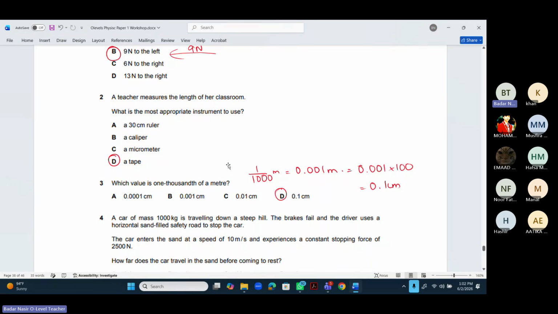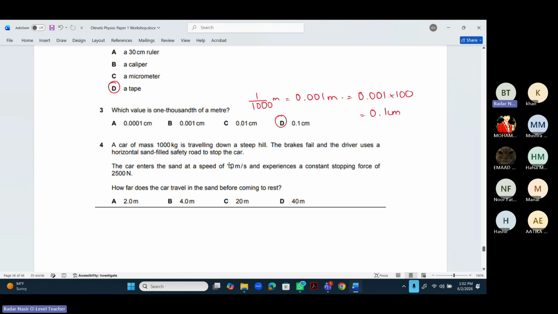A car of mass 1000 kg is traveling down a steep hill. The brakes fail and the driver uses a horizontal sand-filled safety road to stop the car. The car enters the sand at a speed of 10 meters per second and experiences a constant stopping force of 2500 Newton. How far does the car travel in the sand before coming to rest? Okay? So basically we have to find out the distance.